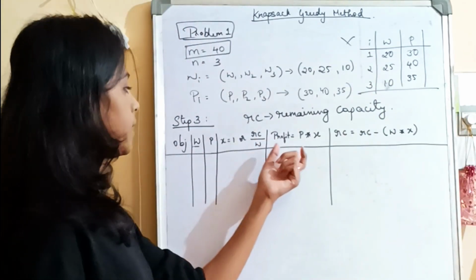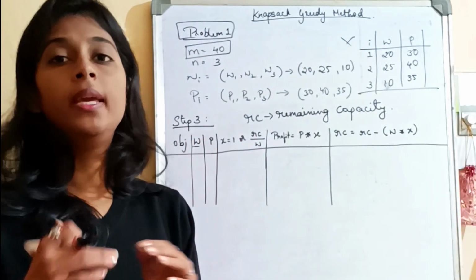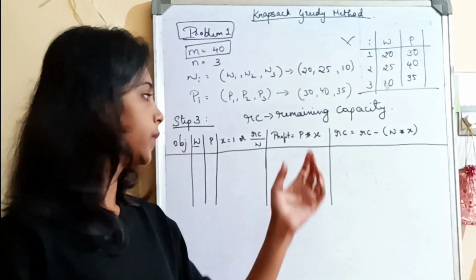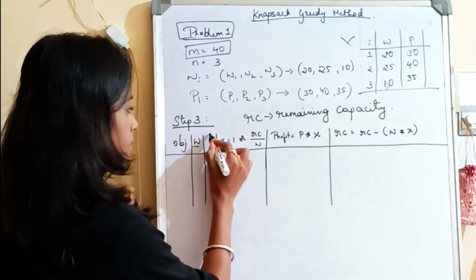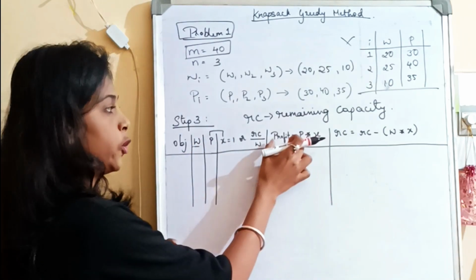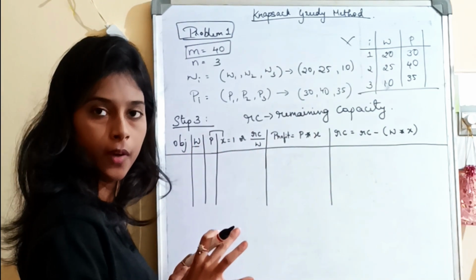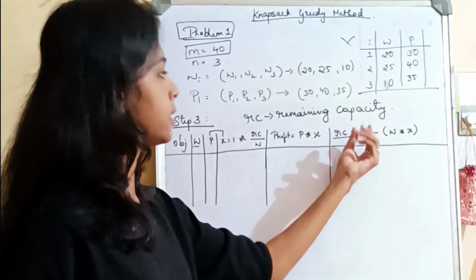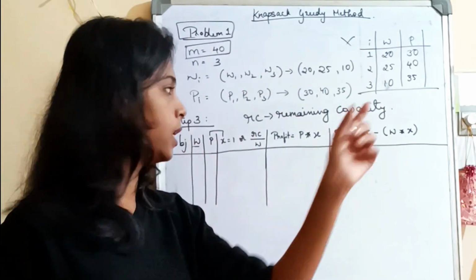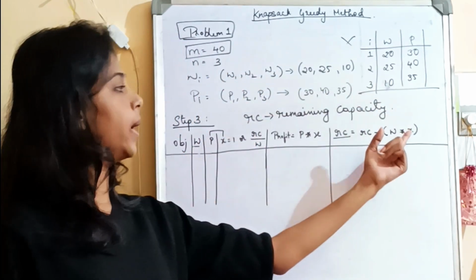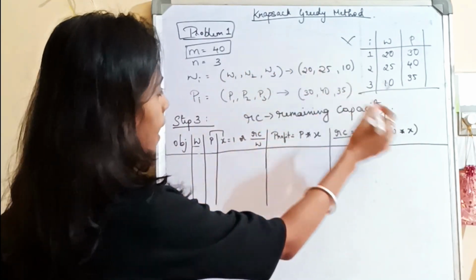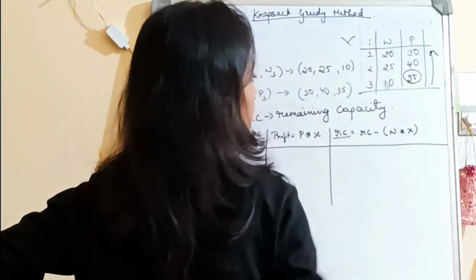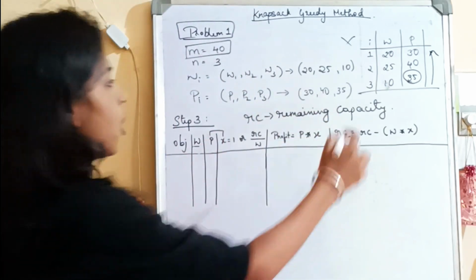Okay, so the next is the profit. Profit will be changing from one object to another object. So that is P into X. So this into this, that is the new profit that we will be finding here. Then the remaining capacity. Remaining capacity is equal to remaining capacity minus the weight into X. We will have to start from here, from the 35, correct?